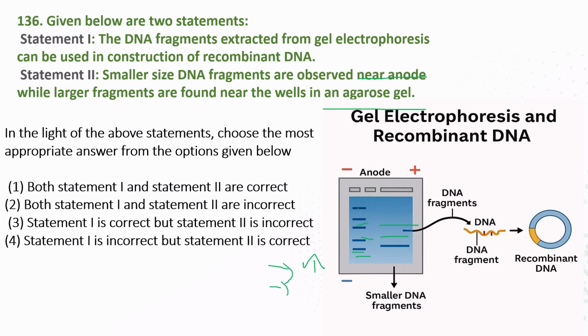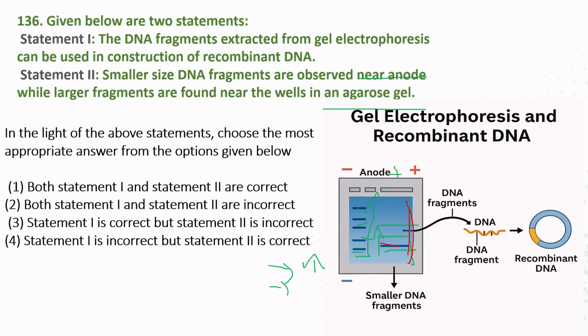Like that only, the smaller DNA fragments can move fast, so they move fast towards the anode here, which is the positive side. They move according to their charge, towards the anode. Why? Because they are smaller in size, whereas the larger fragments cannot move that fast. So they remain near the wells of the agarose gel. You can see that these larger fragments are present near the wells of the agarose gel. So that's what happens here.